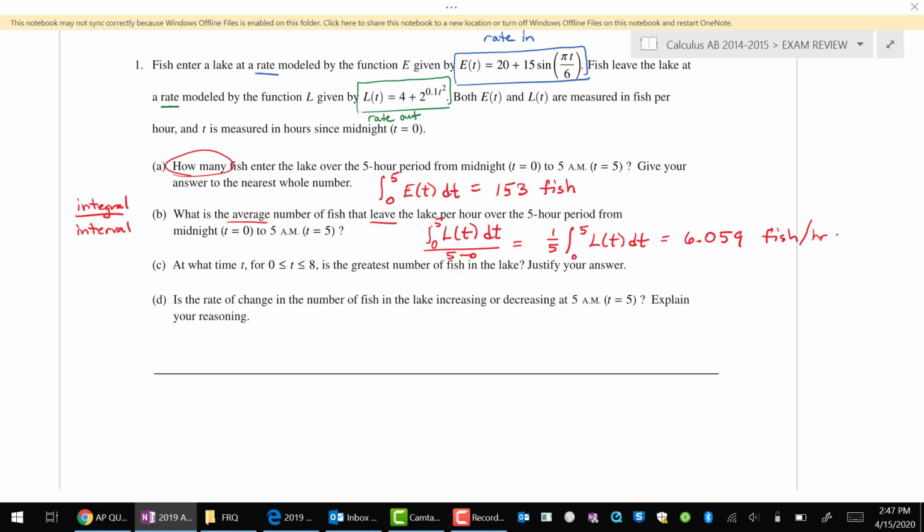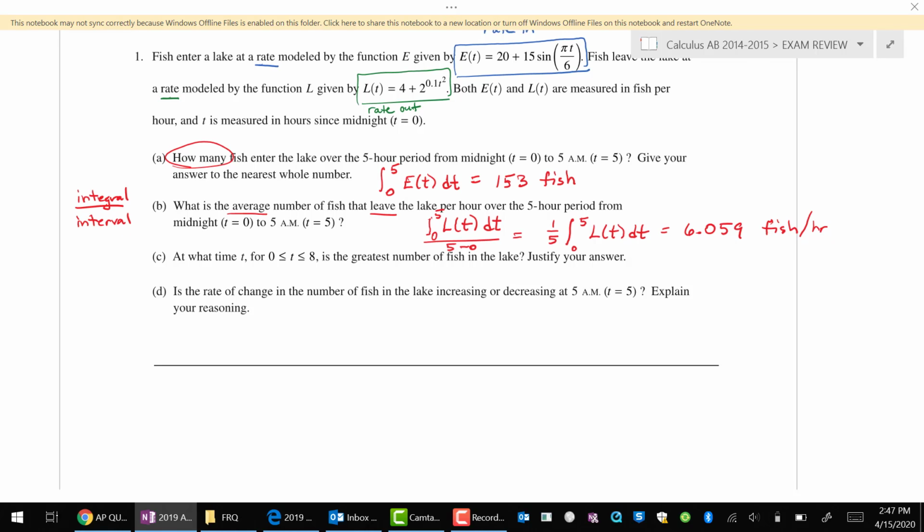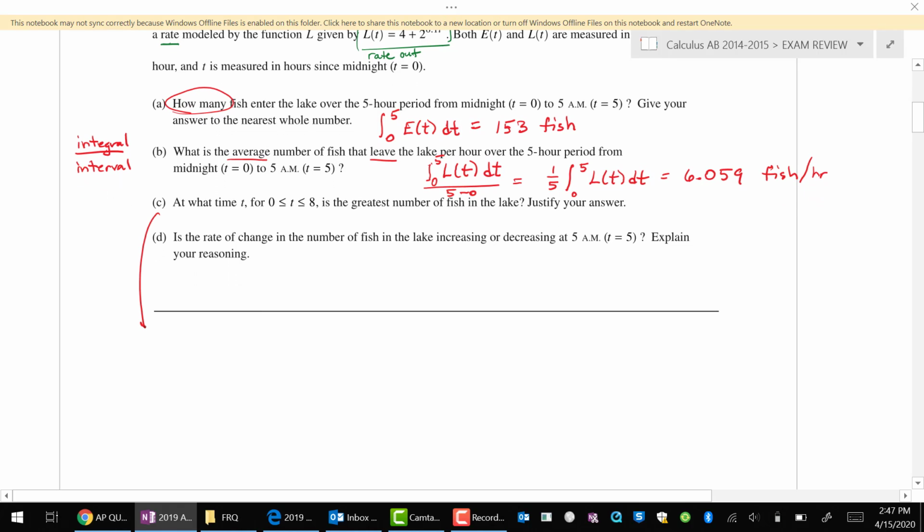Letter C, at what time t is the greatest number of fish in the lake? Now, that's a complicated question in the sense that we've got to figure out what's going on with fish in the lake. We have fish coming in, entering the lake, and then there are fish leaving the lake at the rate modeled by L. At any given time, the rate of change of fish in the lake can be modeled by simply E minus L.